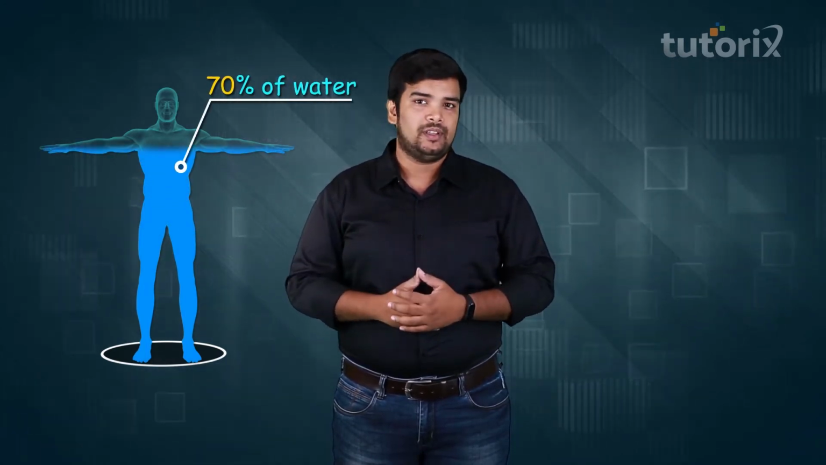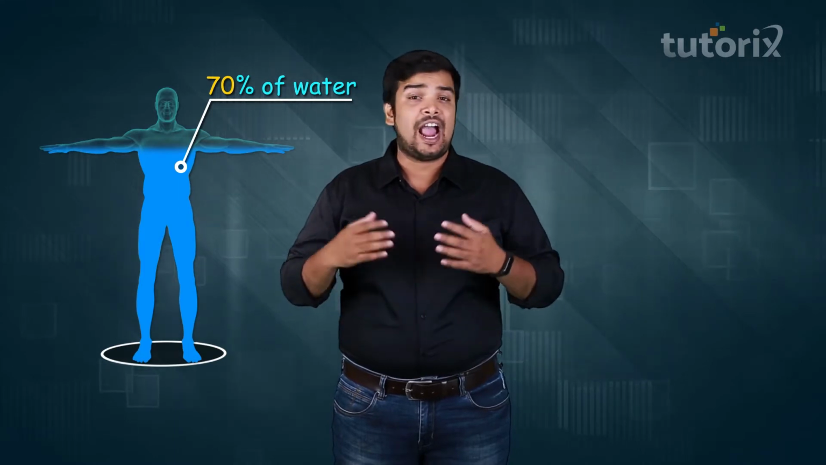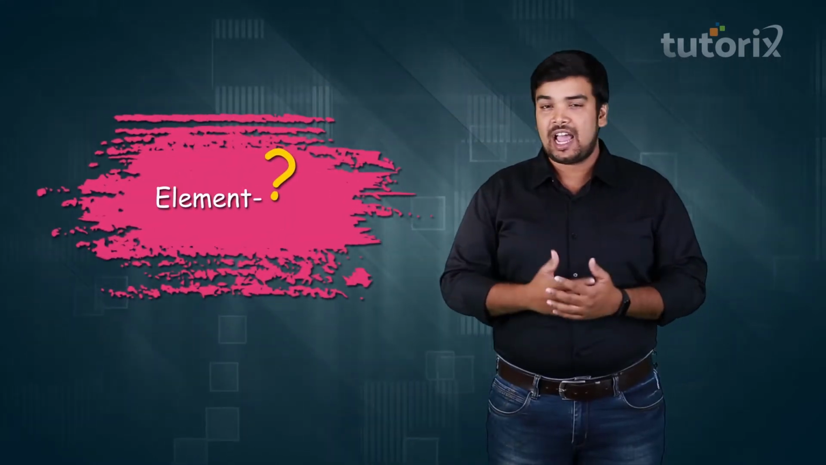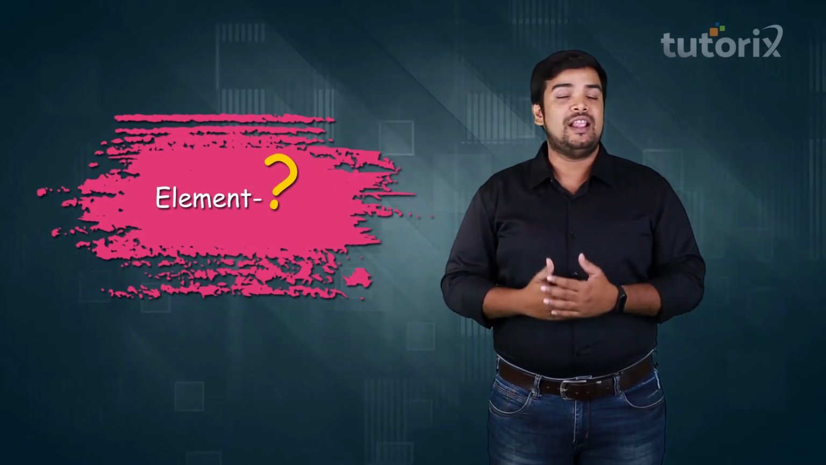Now, not only that, water is present in our body, and our body is made of 70% water. That means this element is highly abundant in our body as well. So can you tell me what element I'm talking about? Well, that is hydrogen.